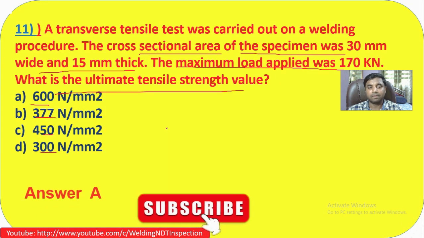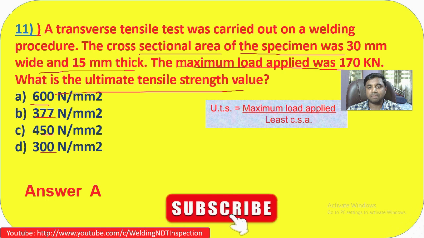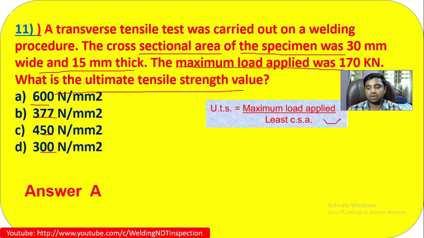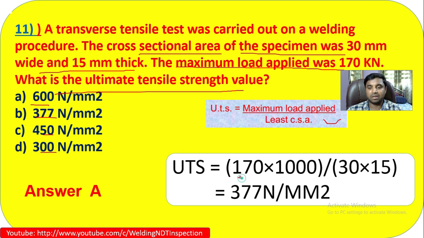If you see the formula, UTS is the maximum load applied divided by the least CSA. Then we get the 170 kN, multiplied by 1000 newton per mm square, divided by 30 wide and 15 mm thick, the least CSA, cross sectional area. So 30 into 15, the answer will be 377. So the option will be B, not A. Option B is the correct one. So 11, option B is the correct one.